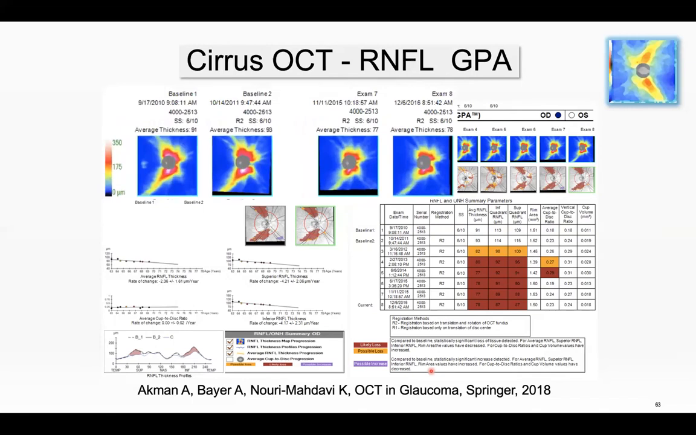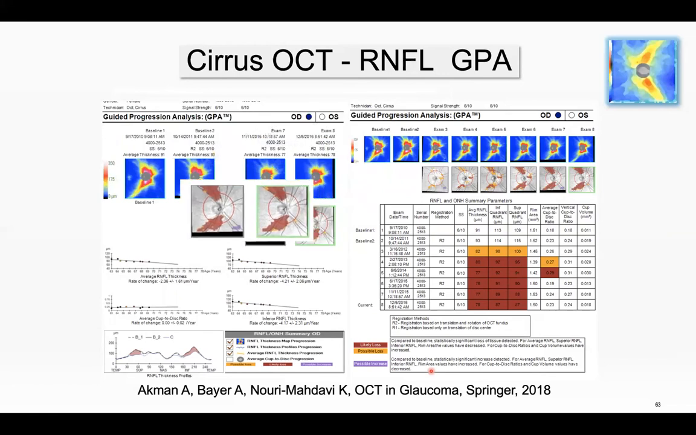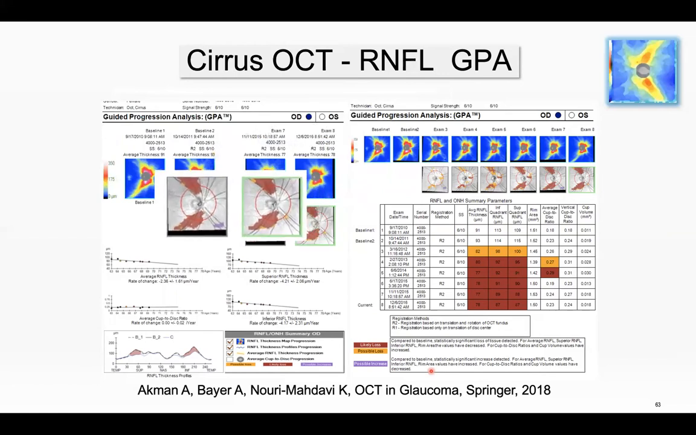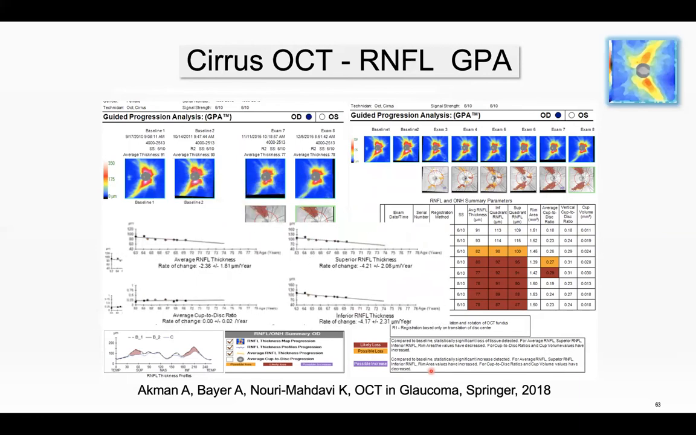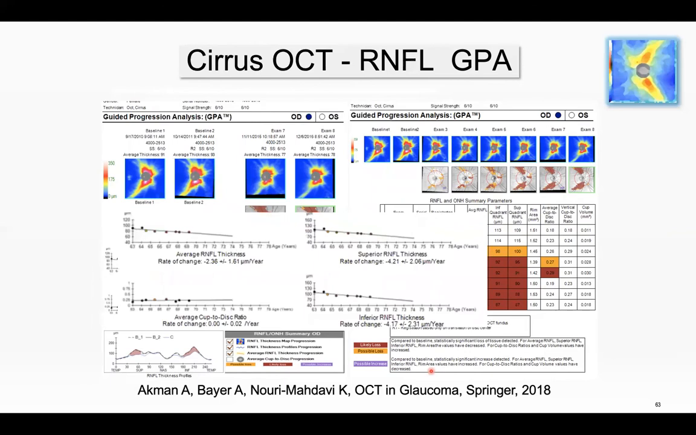You see serial RNFL thickness maps and change maps. If the change is greater than the test-retest variability, superpixels are flagged with yellow and red. The second one is RNFL thickness change graphs, which is the trend analysis part of the GPA. RNFL thickness values of the calculation circle are plotted as a function of time for the average, inferior, and superior quadrants. The slope of the regression line is also presented as the rate of change per year.